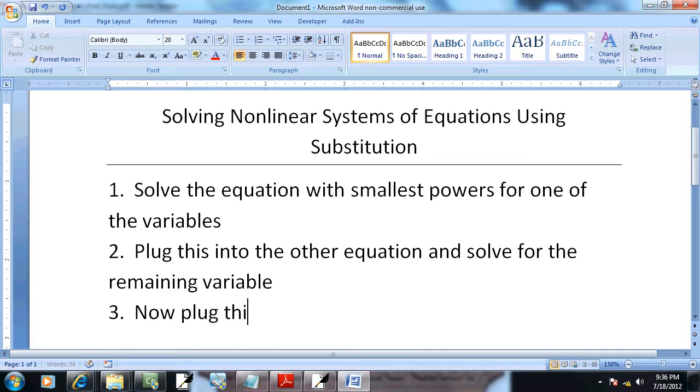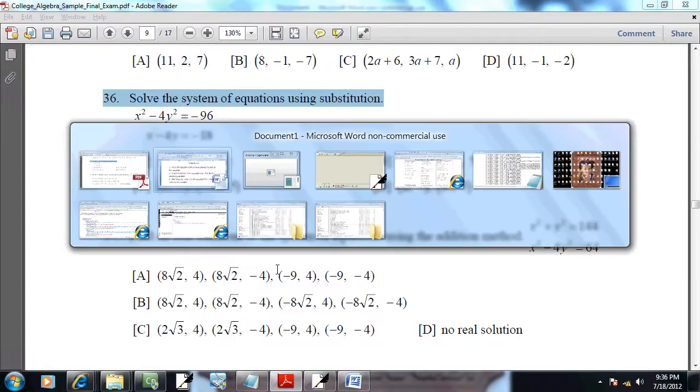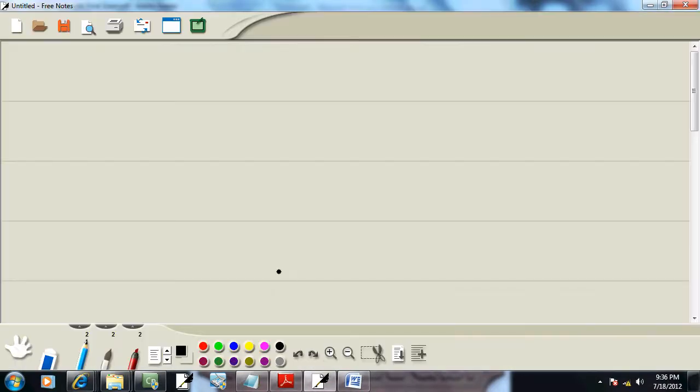Now plug this value into the equation from step 1 and solve for the variable. So let's take a look at these steps. We got x squared minus 4y squared equals negative 96. x minus 4y equals negative 18.